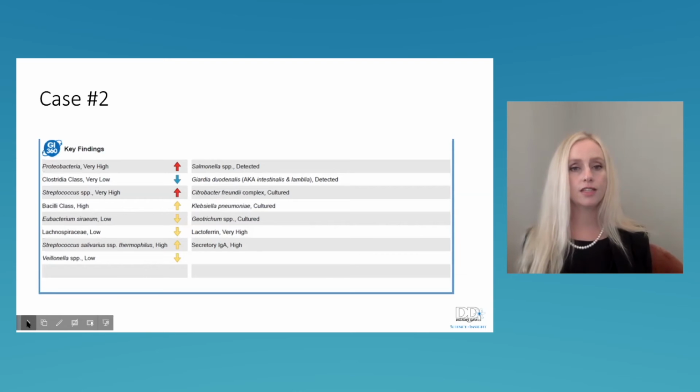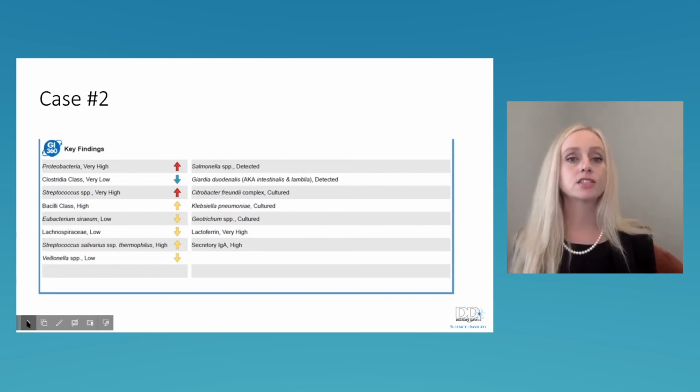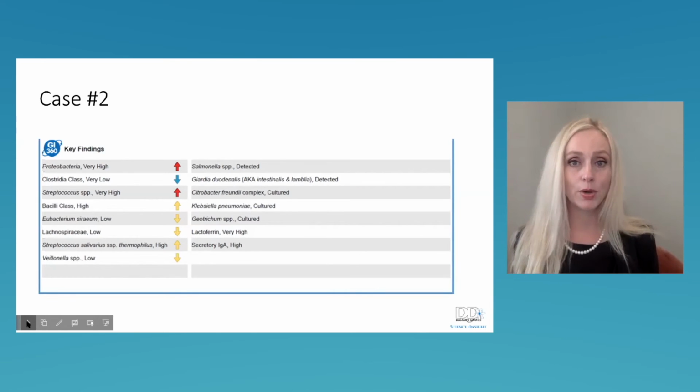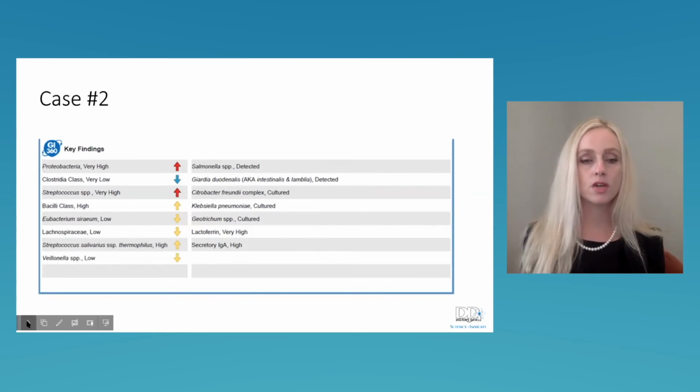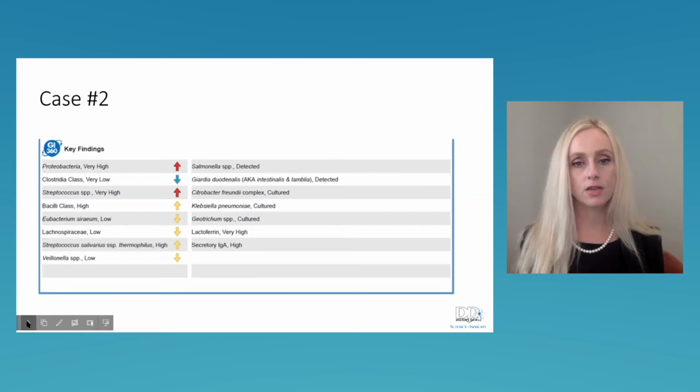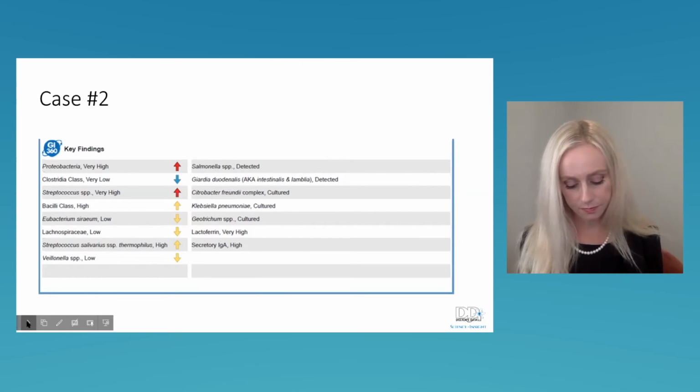The Clostridia class are very low. Clostridia are an excellent group of bacteria within the human colon. These are actually the first bacteria to colonize after birth and really do lay the foundation for a healthy human colon for life. And they're too low here for this patient. So we do want to increase those. Really adding soluble fiber is going to be important here.